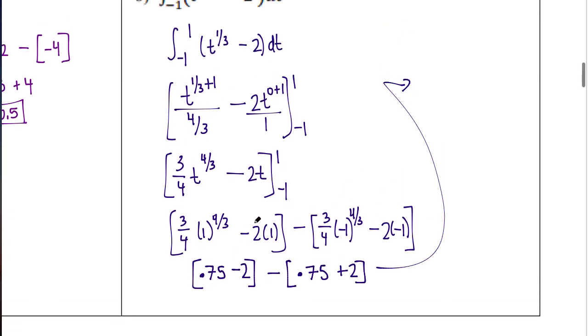So I have 0.75 minus 2, which is negative 1.25, minus 2.75. So this ends up being just negative 1.5.